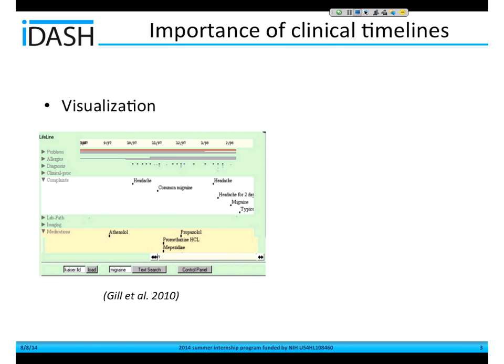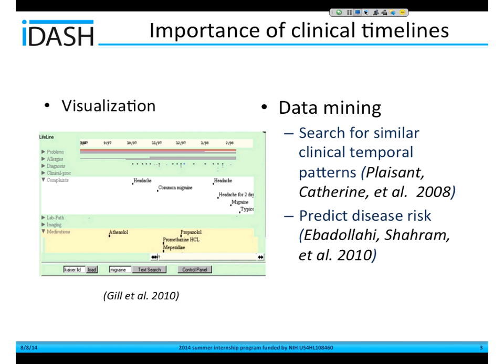Our ultimate goal of this project is to identify the clinical timeline for patients. It could help to visualize the clinical notes in a more structured way, and it might also help for data mining purposes, like searching for similar clinical temporal patterns or predicting disease risks.